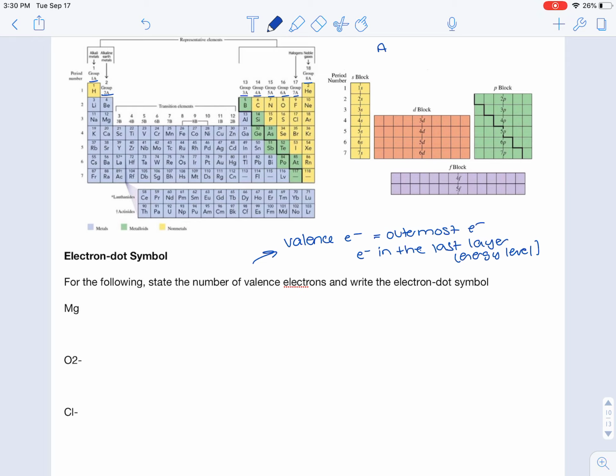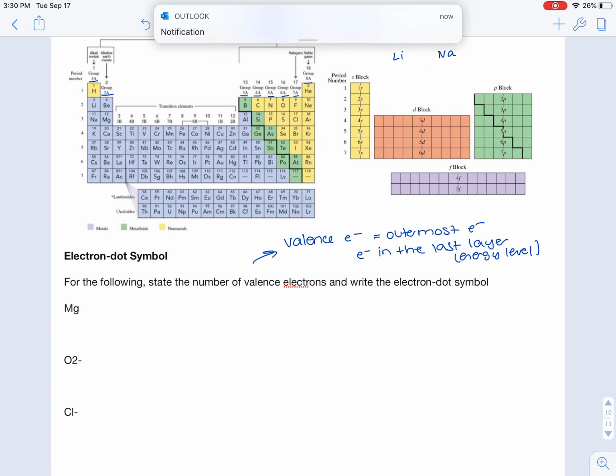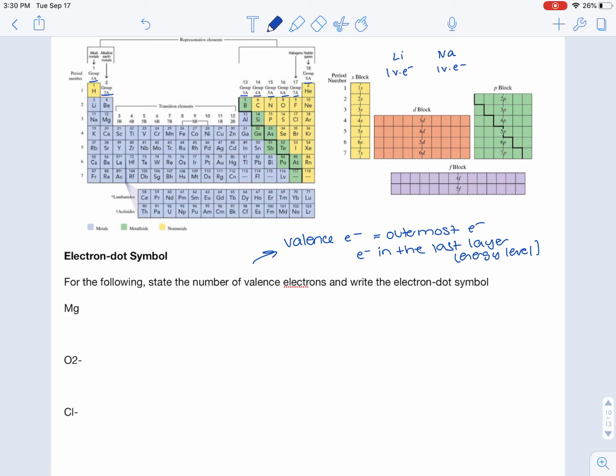So for example, if you look at lithium and sodium, they're both in group 1. So they both have one valence electron. However, lithium has 3 electrons neutrally and sodium has 11. So lithium has 1 valence electron and 2 core electrons. The other electrons are in the layers closer towards the nucleus. Sodium has 1 valence electron and 10 core electrons.